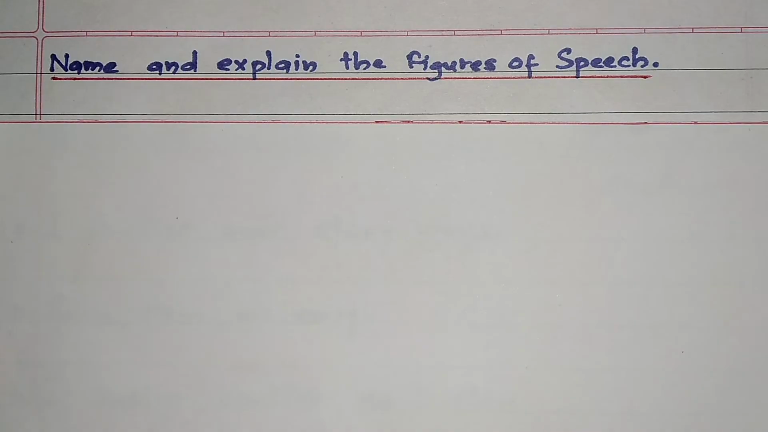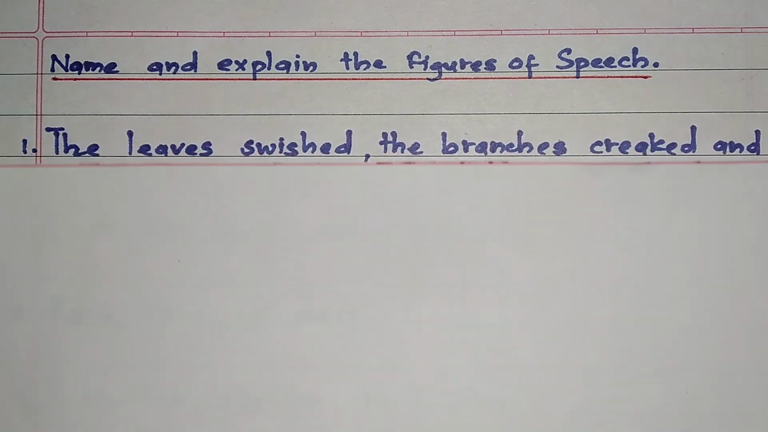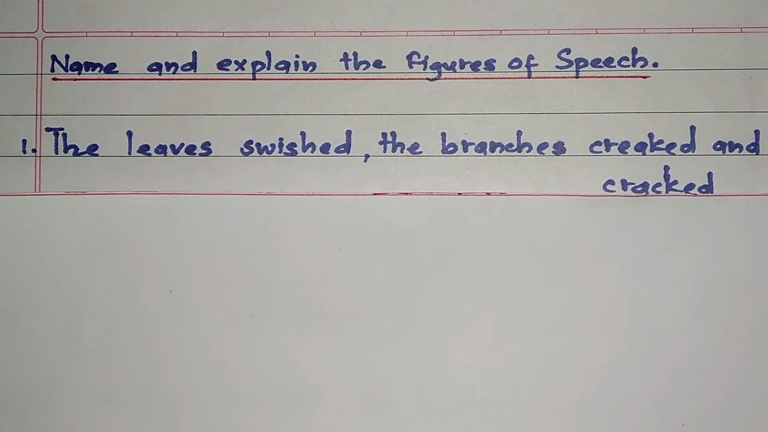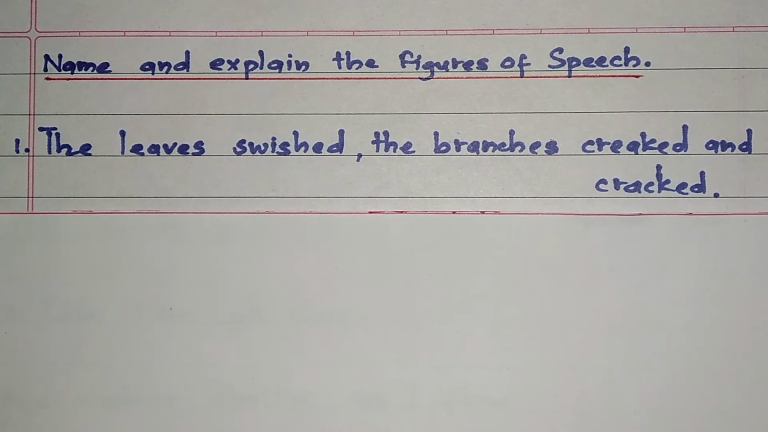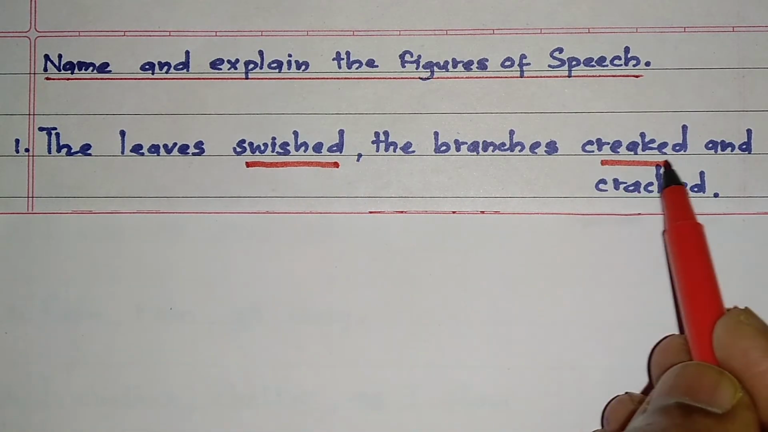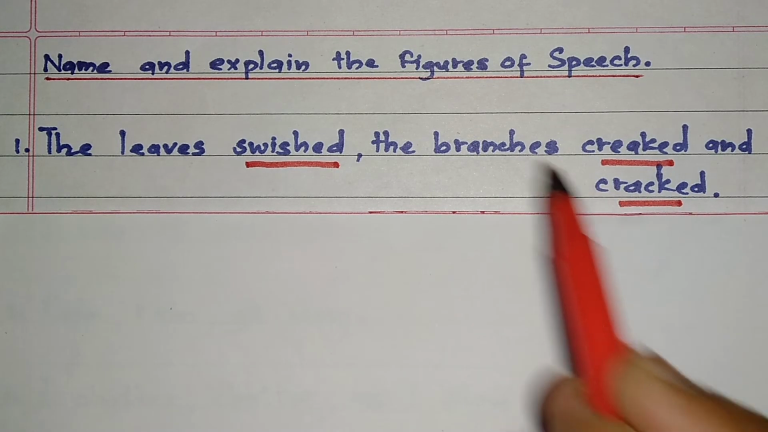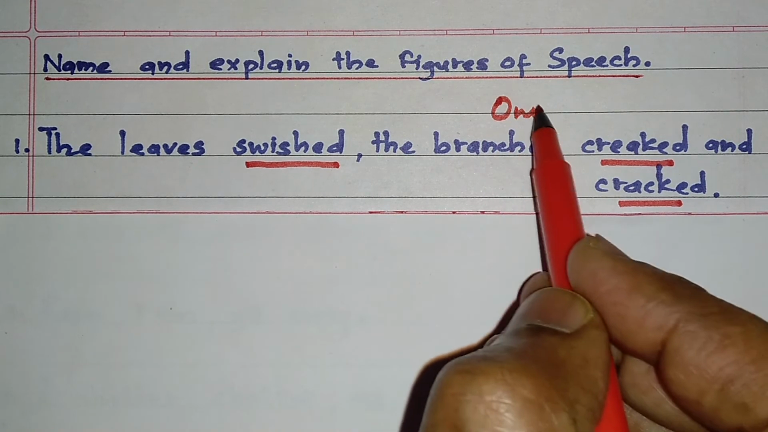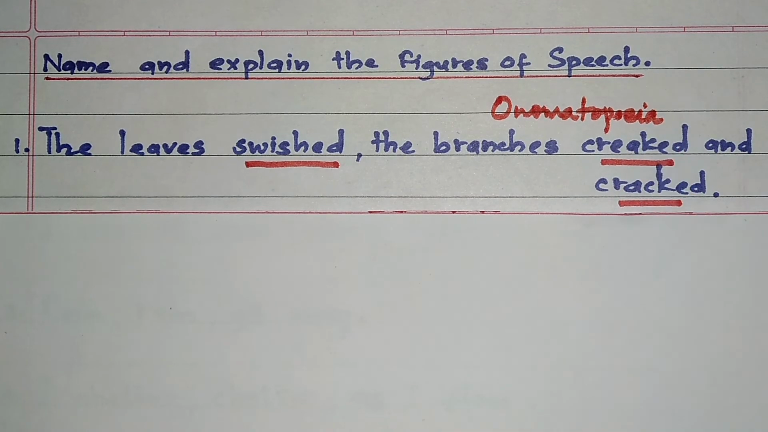It's activity time now, friends. Let's do an activity to understand the figures of speech that we have learned just now. Name and explain the figures of speech. First, the leaves swished, the branches creaked and cracked. Friends, look at these words, swished, creaked and cracked. These words express sound, and therefore the figure of speech in this line is onomatopoeia.